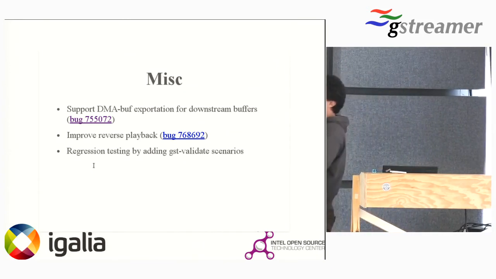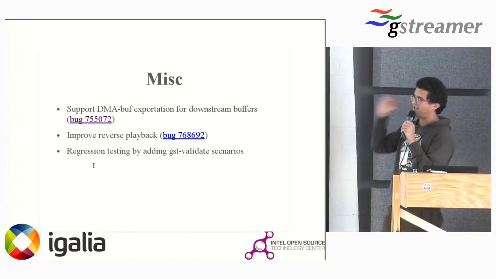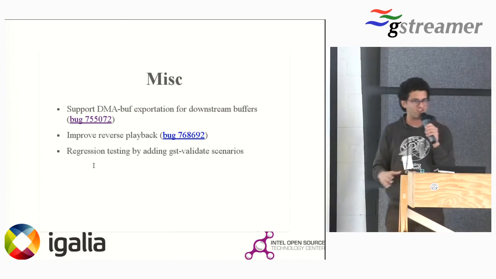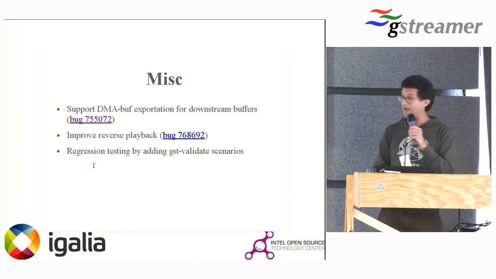We have to improve the reverse playback, as I already mentioned. And this is very important: we have to add GstValidation scenarios in order to find regressions before the release. We don't have that at the moment, but we have to have it.